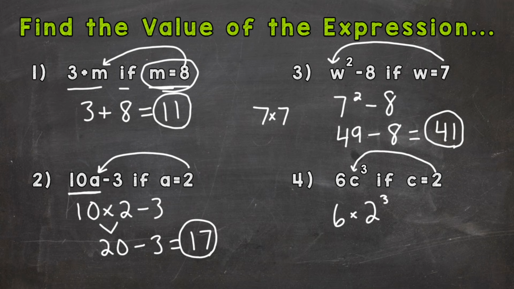So order of operations here, exponents come before multiplication. So we need to do 2 cubed, which means 2 times 2 times 2, which equals 8. Bring down our multiplication sign and the 6, and we do 6 times 8 to wrap this problem up, which is 48.